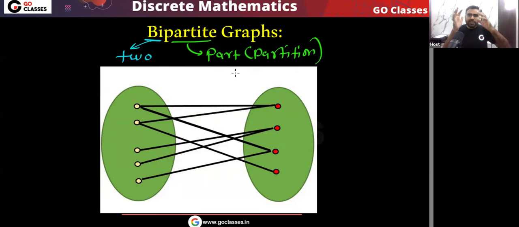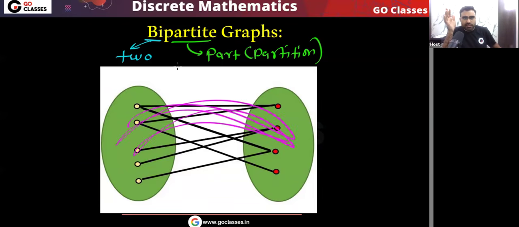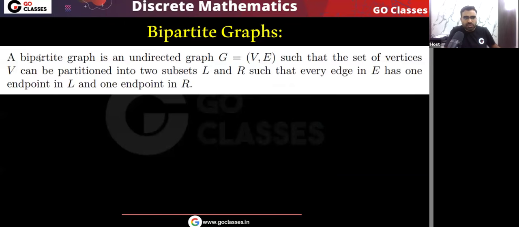If I give you any undirected graph, and if you can make the partition of vertices into two parts such that every edge will be between these two parts, then this type of graph will be called bipartite graph. So you can see the definition. A bipartite graph is an undirected graph G(V, E) such that the set of vertices can be partitioned into two subsets L, R, where every edge has one endpoint in L, another endpoint in R. Very simple definition. If you have a graph G(V, E), when can I say this graph is bipartite? The name itself is telling you bipartite means two-part partition.